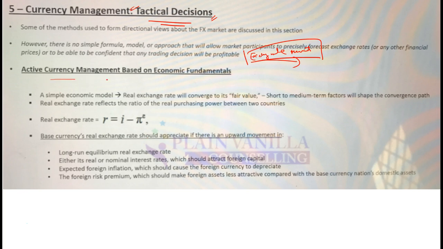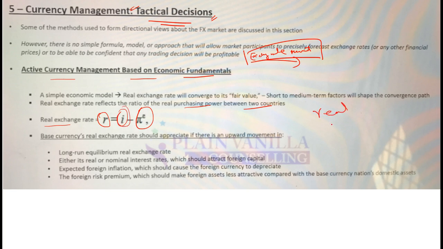So starting with the first one, active currency management based on economic fundamentals. You can forecast exchange rate movement with respect to economic factors. For example, one of the theories is that the real exchange rate is the difference between the nominal exchange rate and expected inflation. The theory is that the real exchange rate reflects the ratio of real purchasing power between two countries, and any differences in real exchange rate will be offset by the currency movement. Sorry, this is the real rate, so this is the nominal rate minus expected inflation.